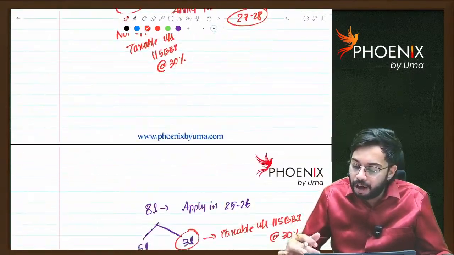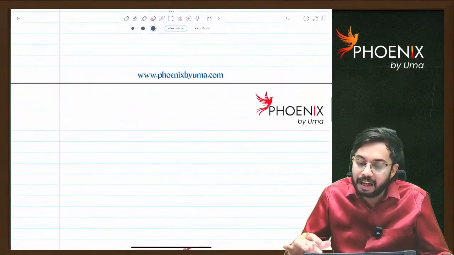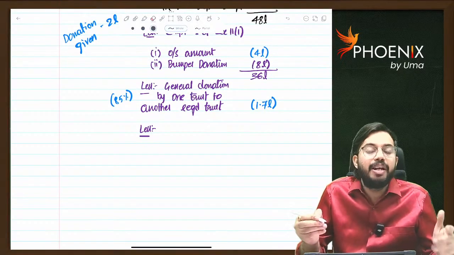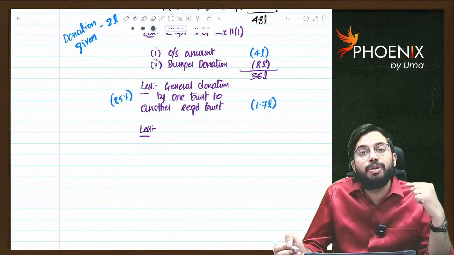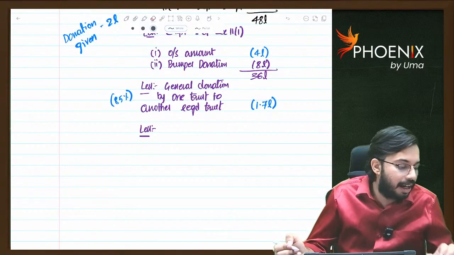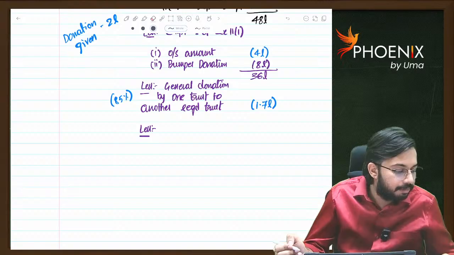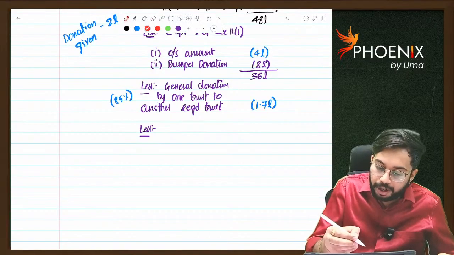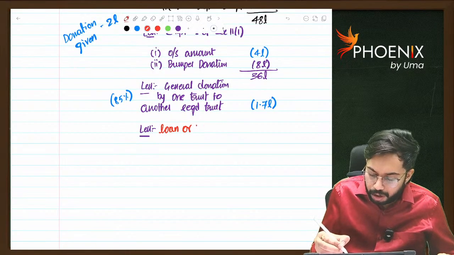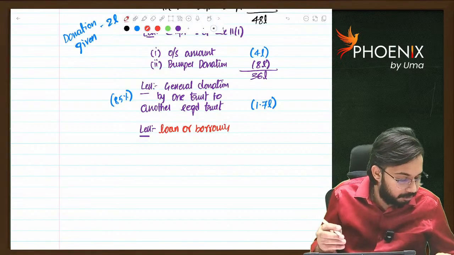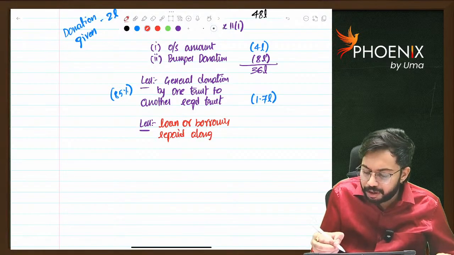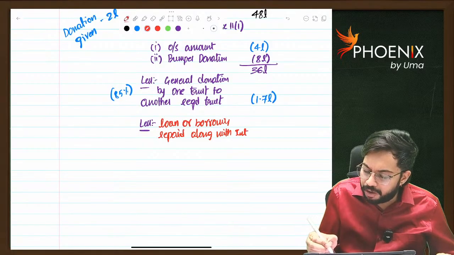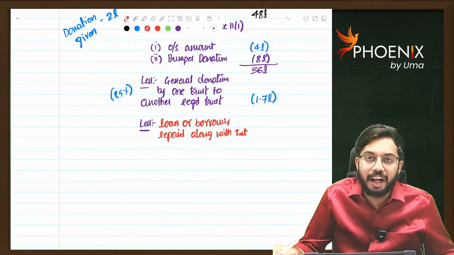Are you able to understand? So how much is the loan that I took? I took a loan of rupees 1 lakh. Whether in 24-25 it is allowed as deduction? No. The year in which you took the loan, that is not the criteria. The year in which you repay the loan, that is the criteria. So for loan or borrowing repaid along with interest, the year in which you repay the loan along with interest, in that year it is allowed as deduction. Are you able to understand?